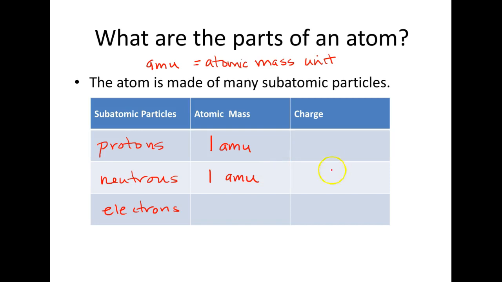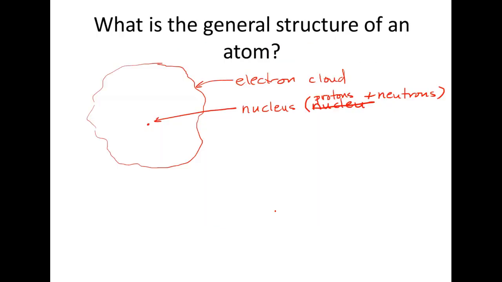And electrons are incredibly small, and they have a mass of 1/2000th of an AMU. And because it's so small, we actually just say it has 0 mass units. So we are saying that electrons do not have mass. That's not quite true, but the number is so small, it's not significant. And as you can imagine, the electron cloud holds the electrons.